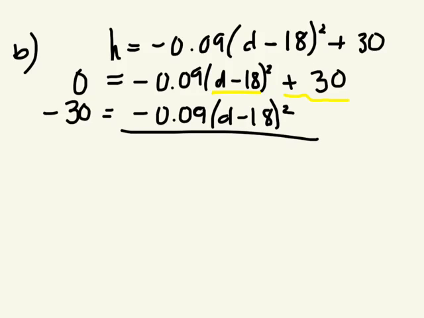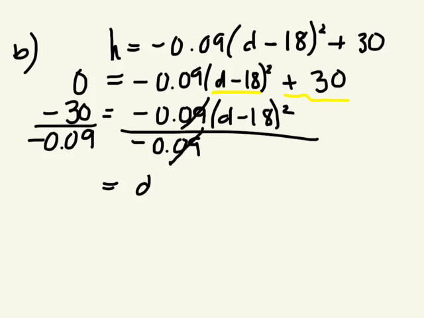Can I get rid of this negative 0.09? If I divide it by itself, this cancels out, right? What do I have to do to the left side? Divide it by negative 0.09. What am I left with on the right side? Squared. What's negative 30 divided by negative 0.09? 333. Look here, please. We're not done.